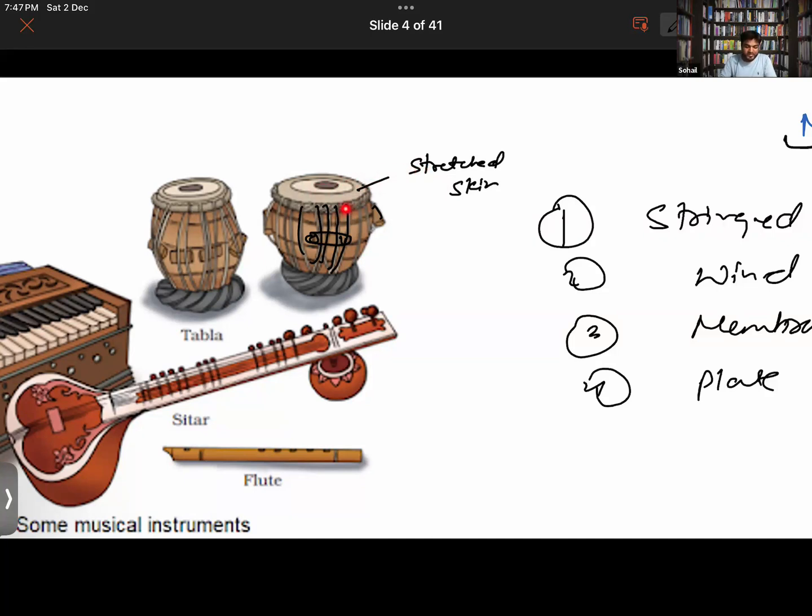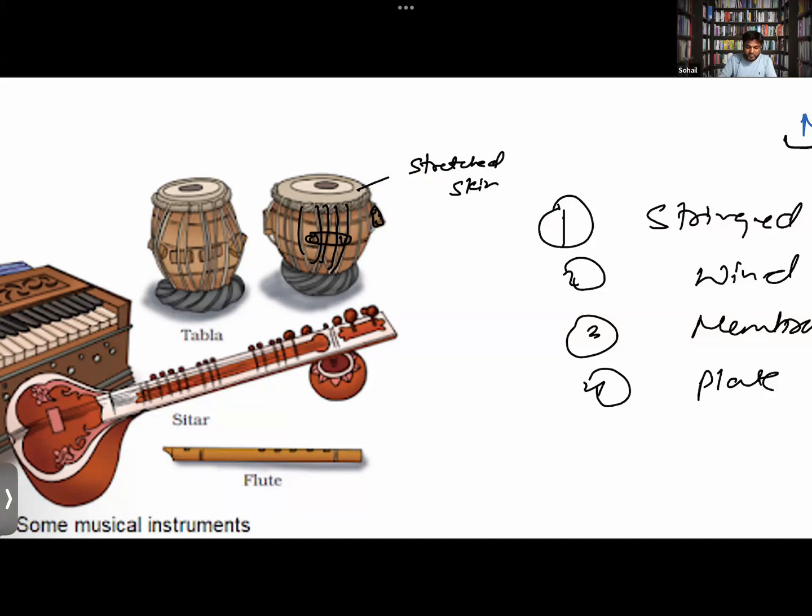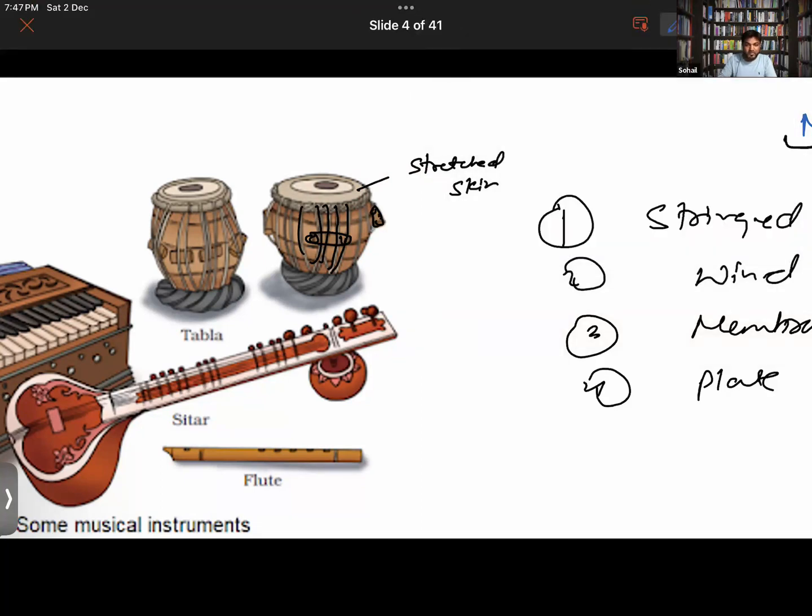Yes, sir. It has been stretched, and these cylindrical structures that you are seeing over here are used to tighten the skin. To tighten the skin, it is basically rolled down. Okay. So that is basically about the membrane bound type of musical instruments.